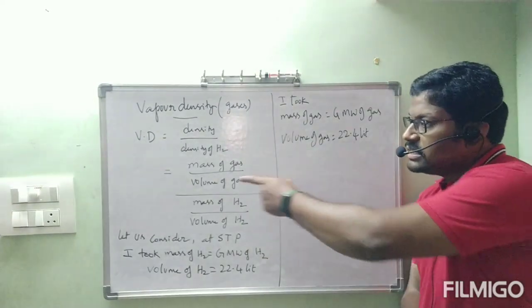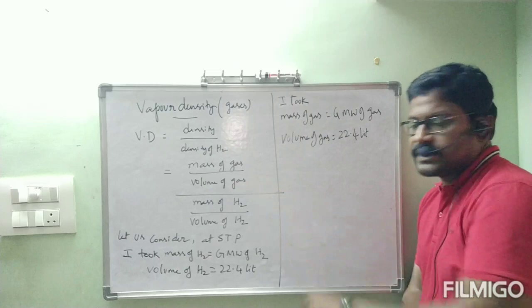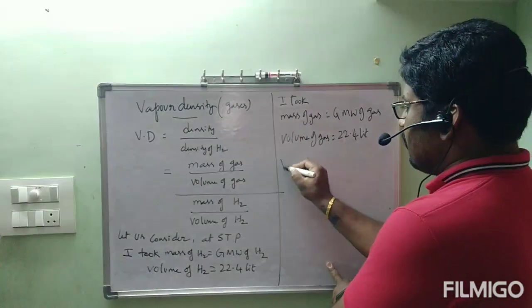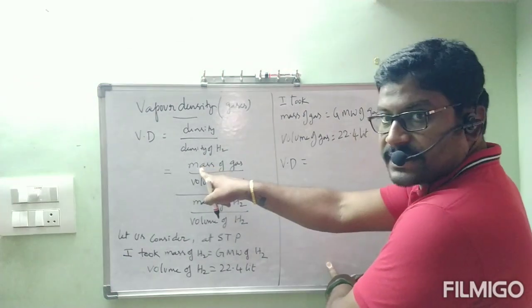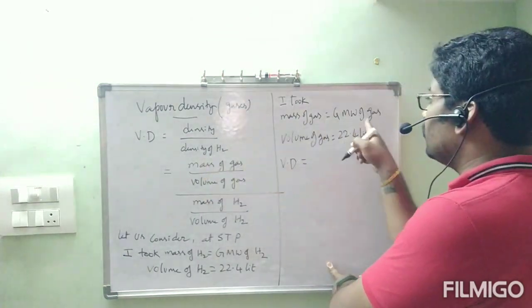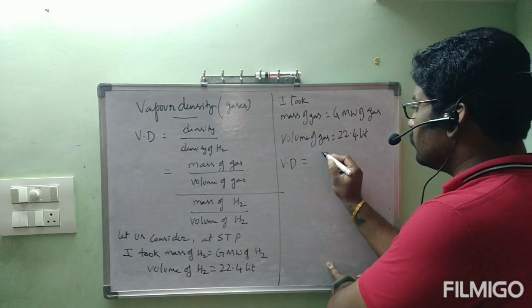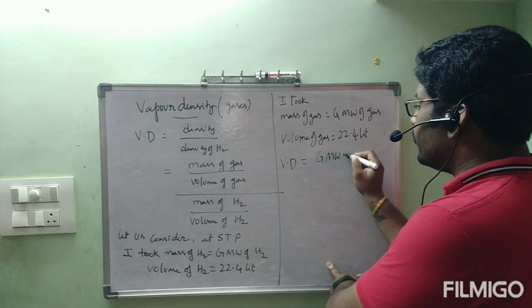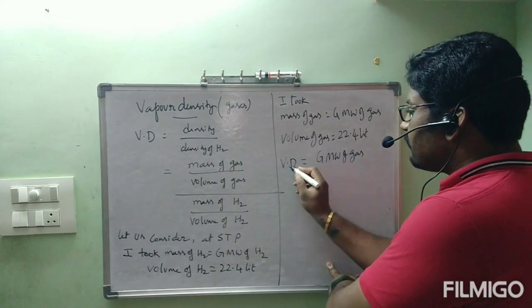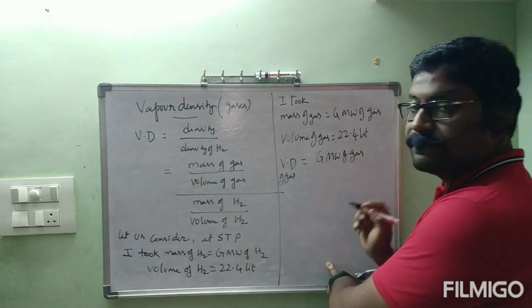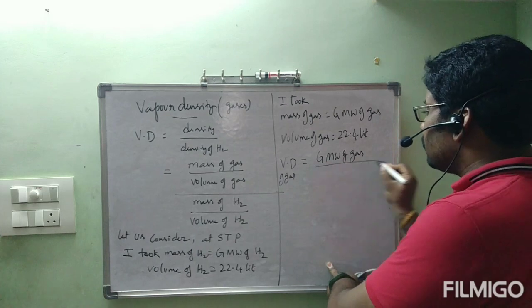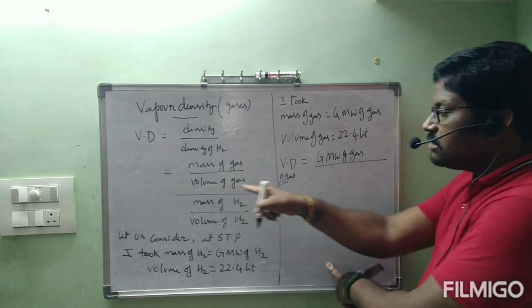Now substitute all these values in this vapor density of gas. So vapor density of gas is equal to, instead of mass of gas, I took gram molecular weight of gas. This vapor density of gas and this gas are both the same. Vapor density is equal to gram molecular weight of gas divided by, what is the volume of gas?